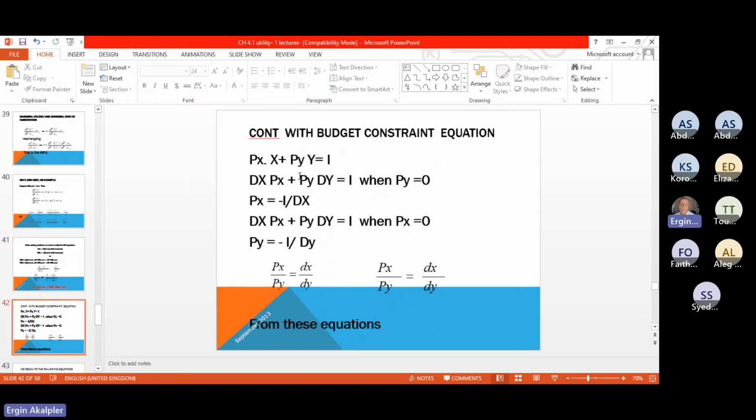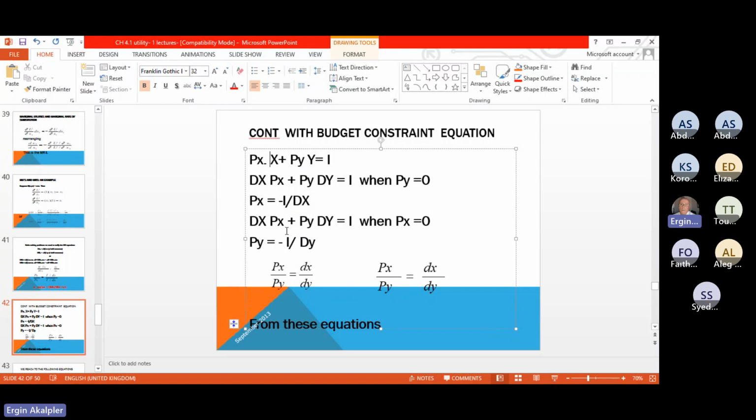I have here the continuation of the budget constraint. As I mentioned to you, px x plus py y is the budget constraint equation, isn't it? Then you put here delta x px plus py delta y. You can do it because we want the differentiation of this. No problem with this; instead of x, you can put delta x. Because we suppose py is 0, when you put py as 0, you have px equal to minus I, which is the income or disposable income, divided by delta x. We get this, isn't it?